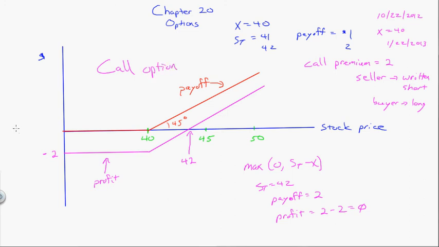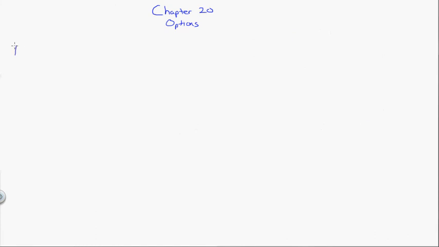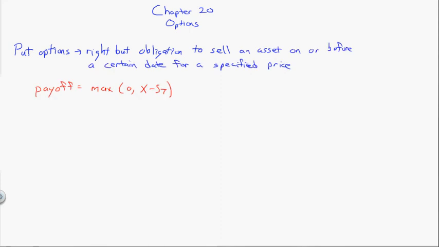Alright, let me pause it right there, and then we're going to do puts. Now let's look at put options. Put options are almost opposite of a call. A put option is the right but not the obligation to sell an asset owned before a certain date for a specified price. It's just the right to sell.